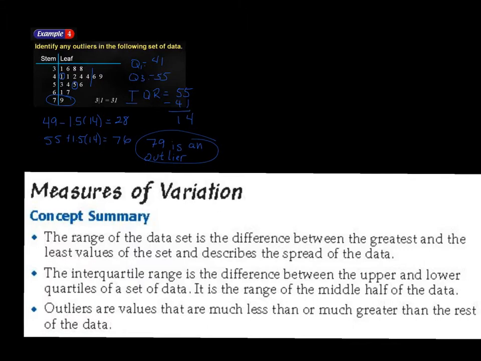The range of the data set is the difference between the greatest and least values of the set and describes the spread of the data. The interquartile range is the difference between the upper and lower quartiles of the set of data. It is the range of the middle half, or 50% of the data. Outliers are values that are much less or much greater than the rest of the data. By much, we mean 1.5 times the interquartile range.